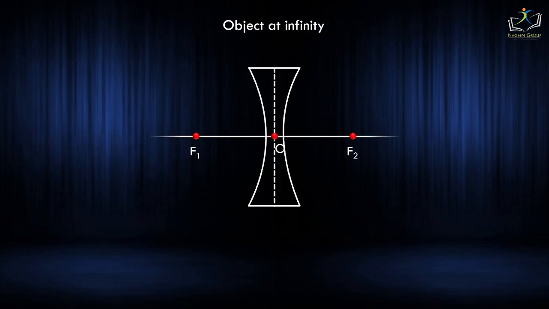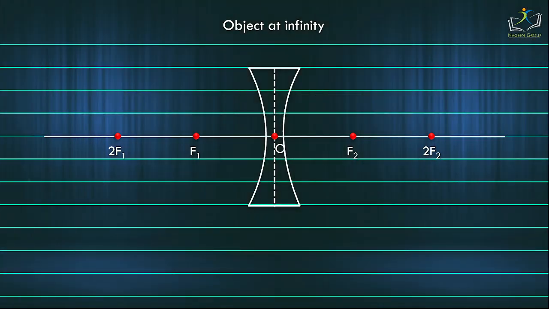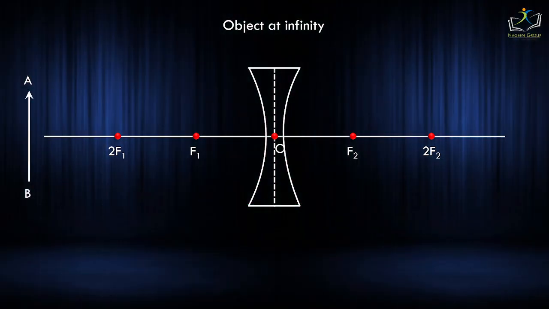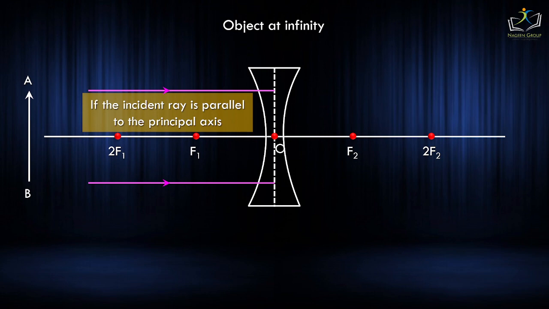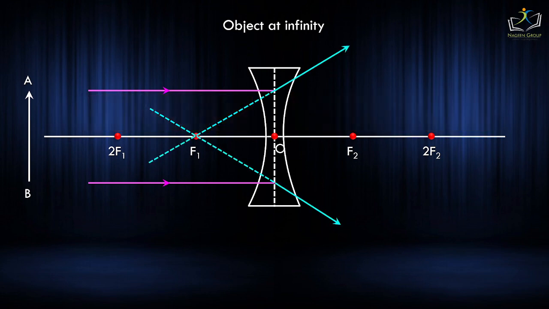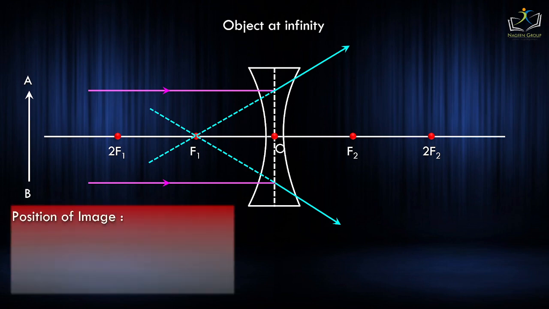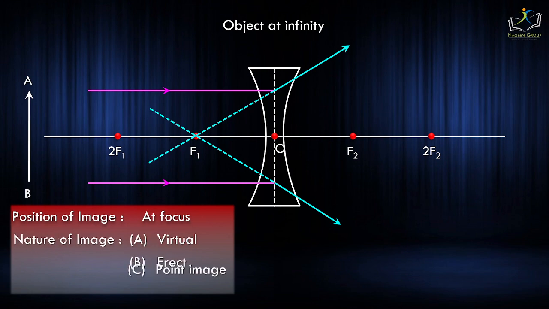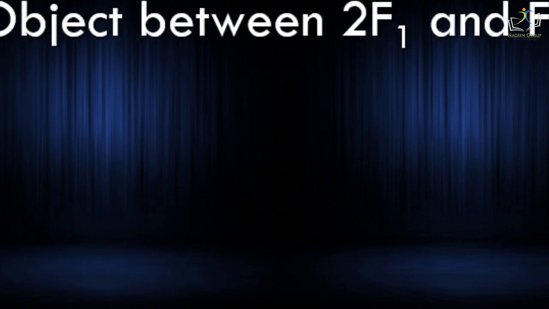Now let's take the object at infinity. Here we are taking an object AB. Now these lines are parallel to the principal axis. We observe that it diverges and appears to come from F. So the image formation is at focus. Nature of image, we say it's virtual and erect and point size.